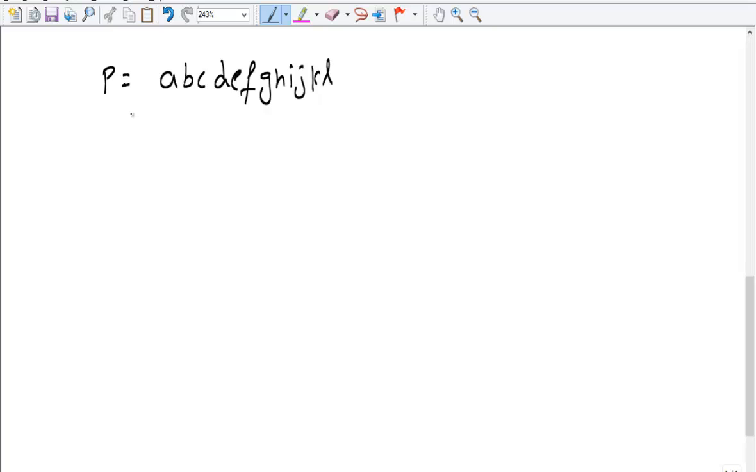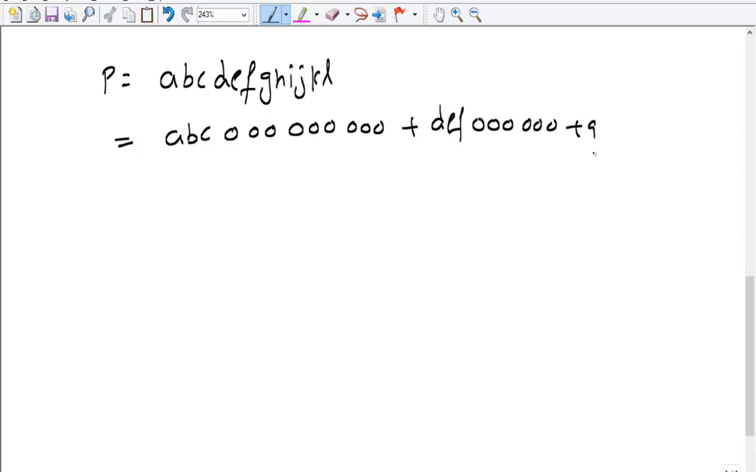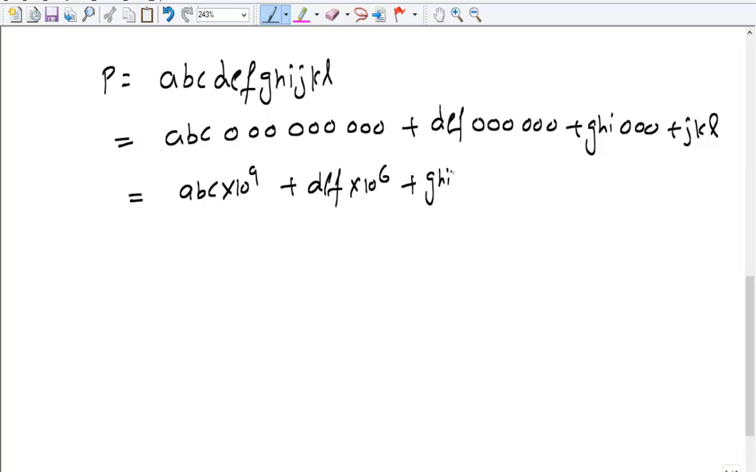I've taken a 12 digit number. What we can do is, this is nothing but ABC and then we have got 9 zeros, plus DEF, we have got 6 zeros, plus GHI, we have got 3 zeros, plus JKL. This is nothing but ABC into 10 power 9, plus DEF into 10 power 6, plus GHI into 10 cube, plus JKL into 10 power 0.